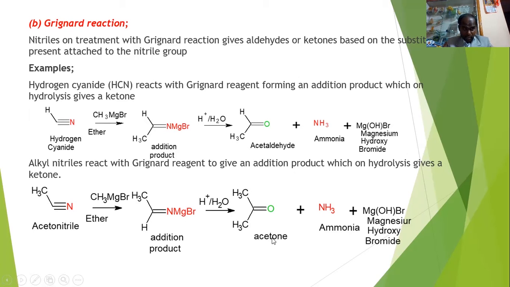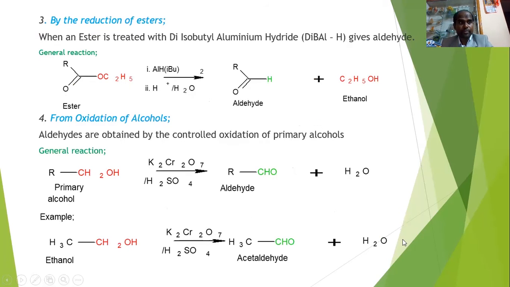That means with hydrogen cyanide, it is giving an aldehyde, and with acetonitrile, it is giving acetone. Okay, that is the thing we need to remember. So that means a Grignard reagent, when it is treated with nitriles, will give aldehyde or ketone based on the substituent present on the nitrile. This is the thing you need to remember here.